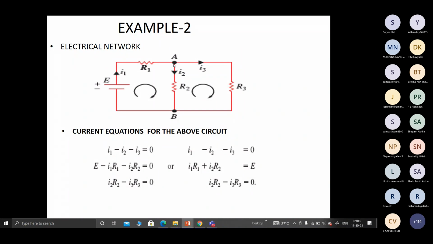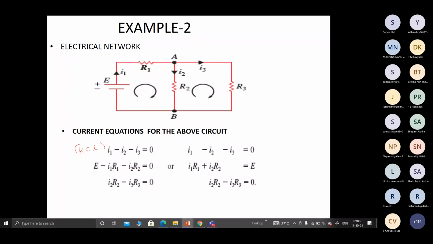Algebraic sum of currents entering a node is equal to algebraic sum of currents leaving. So the first is Kirchhoff's current law, KCL. What does it mean? Algebraic sum of currents entering a node is equal to algebraic sum of currents leaving a node.